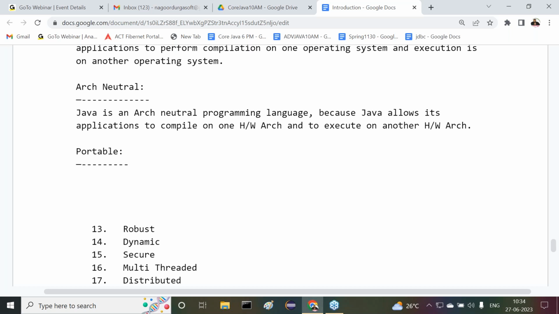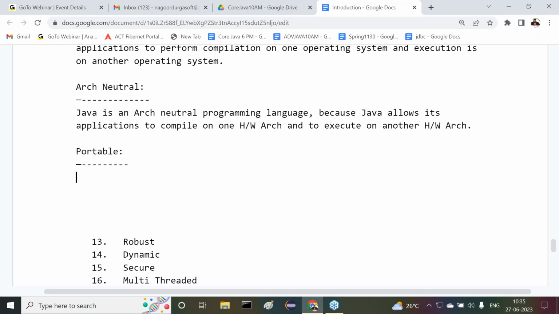But the advantage I'm telling you is this: without modifications to my program, I can change my operating system from Windows to Linux or Linux to Solaris, whatever it may be. Even hardware systems we can change. Because of that, we can say that Java is a portable programming language. Java is able to run its applications under all operating systems and all hardware systems. Because of this reason only, Java is a portable programming language.